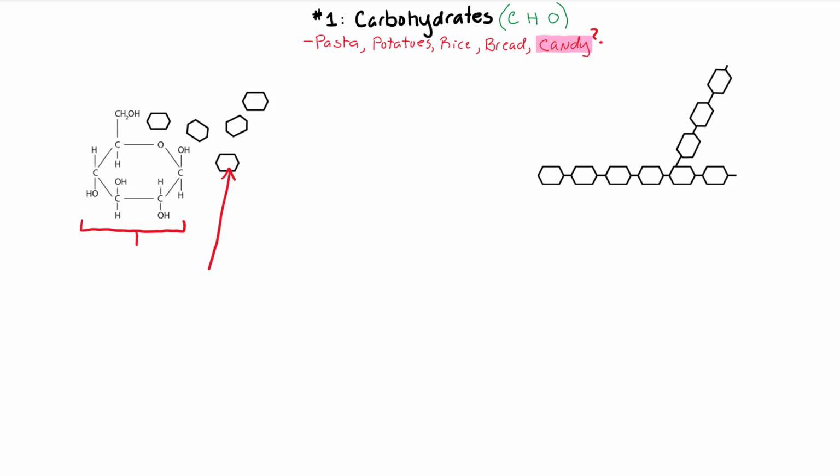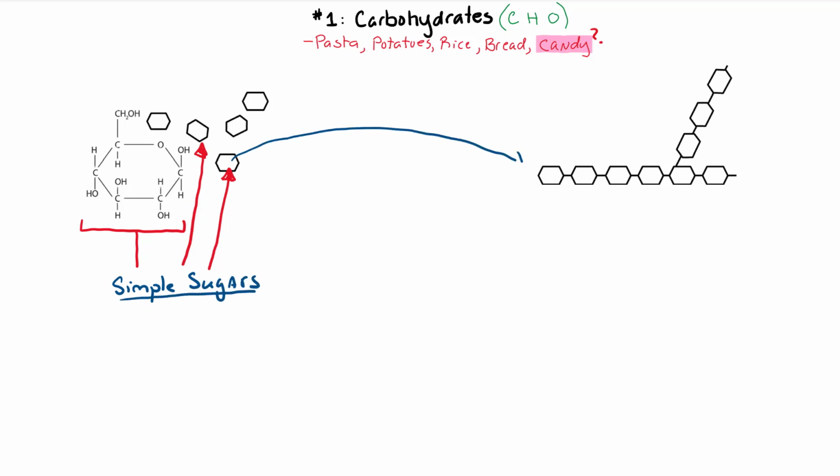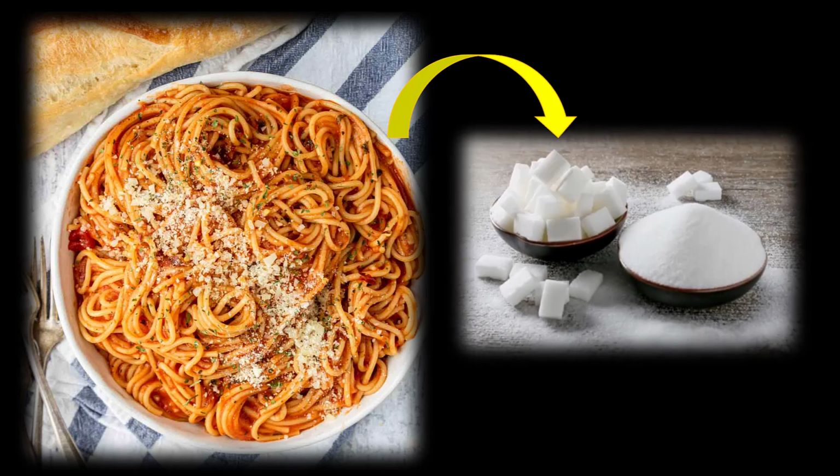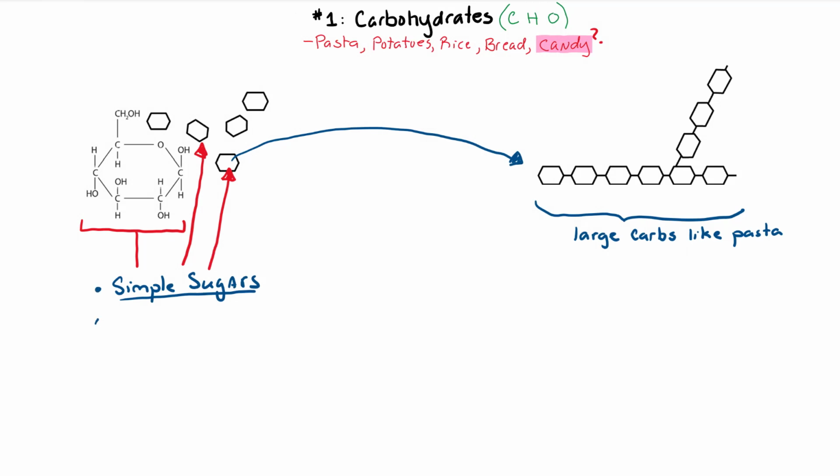Yup. Candy is made up of these little rings, these little geometric rings, hexagons. Those are simple sugars. And those little sugars are put together in long chains to make these big compounds that you find in pasta, that you find in bread, that you find in rice. So, if you eat pasta, bread, and rice, ultimately this pasta is going to be broken down into a big pile of sugar. So eating pasta is the same thing as eating a whole bunch of sugar.